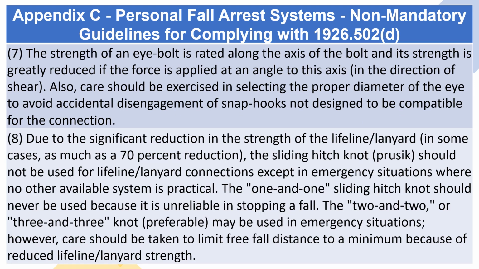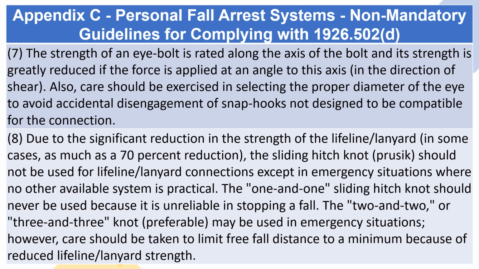7. The strength of an I-bolt is rated along the axis of the bolt, and its strength is greatly reduced if the force is applied at an angle to this axis, in the direction of shear. Also, care should be exercised in selecting the proper diameter of the eye to avoid accidental disengagement of snap hooks not designed to be compatible for the connection.